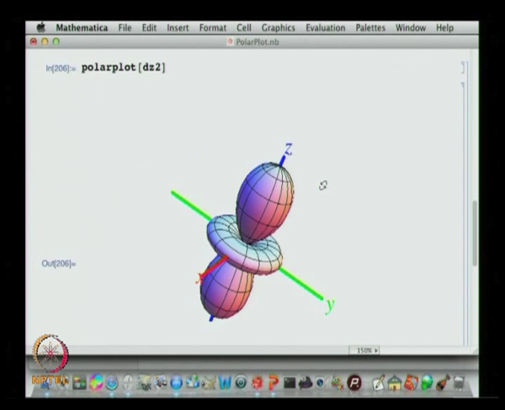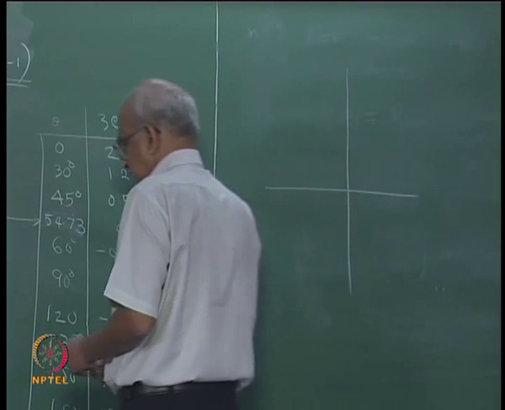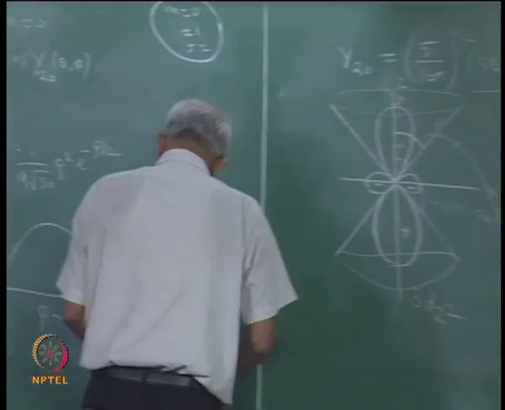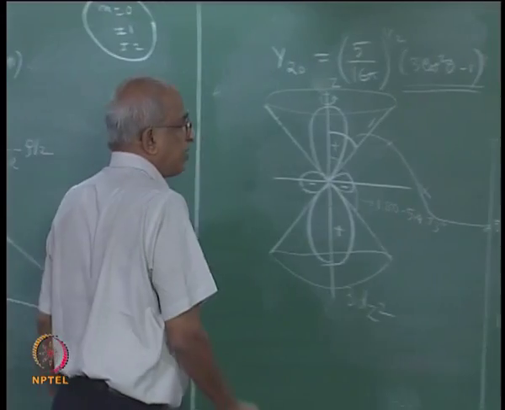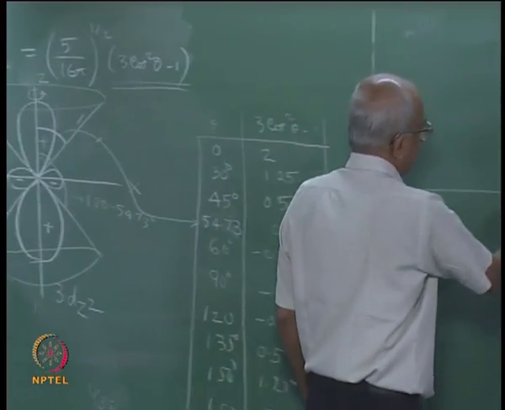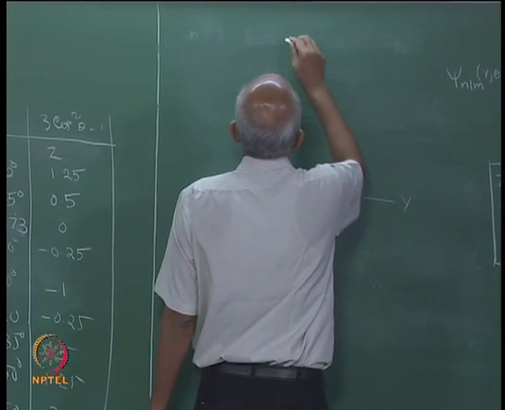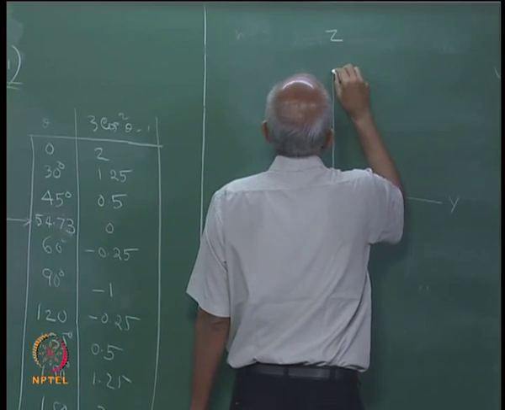So, this is the 3D z square orbital. The orbital is referred to as 3D z square, and you can also make a density plot if you like. So, how will you make the density plot? I can do it here. Well, the first thing that I will now do is label the axis. This is, let me say, the y axis if you like, and this is the z axis.